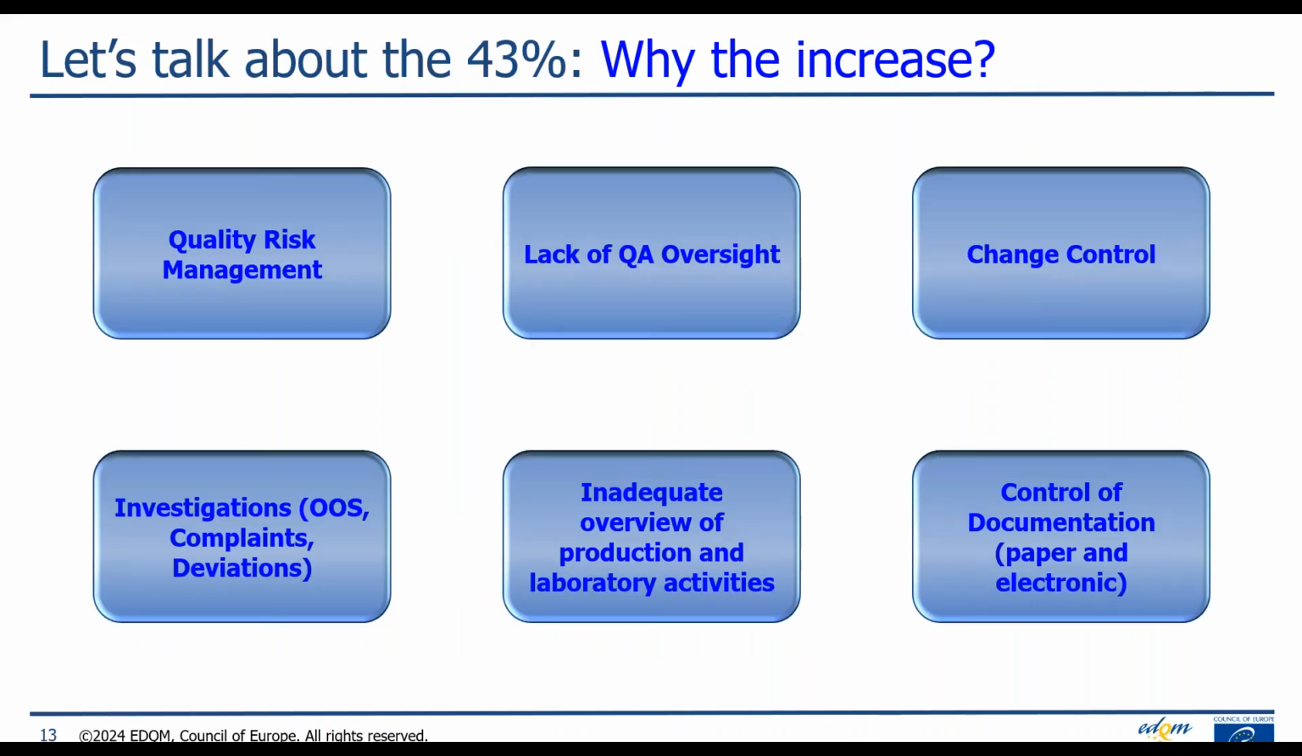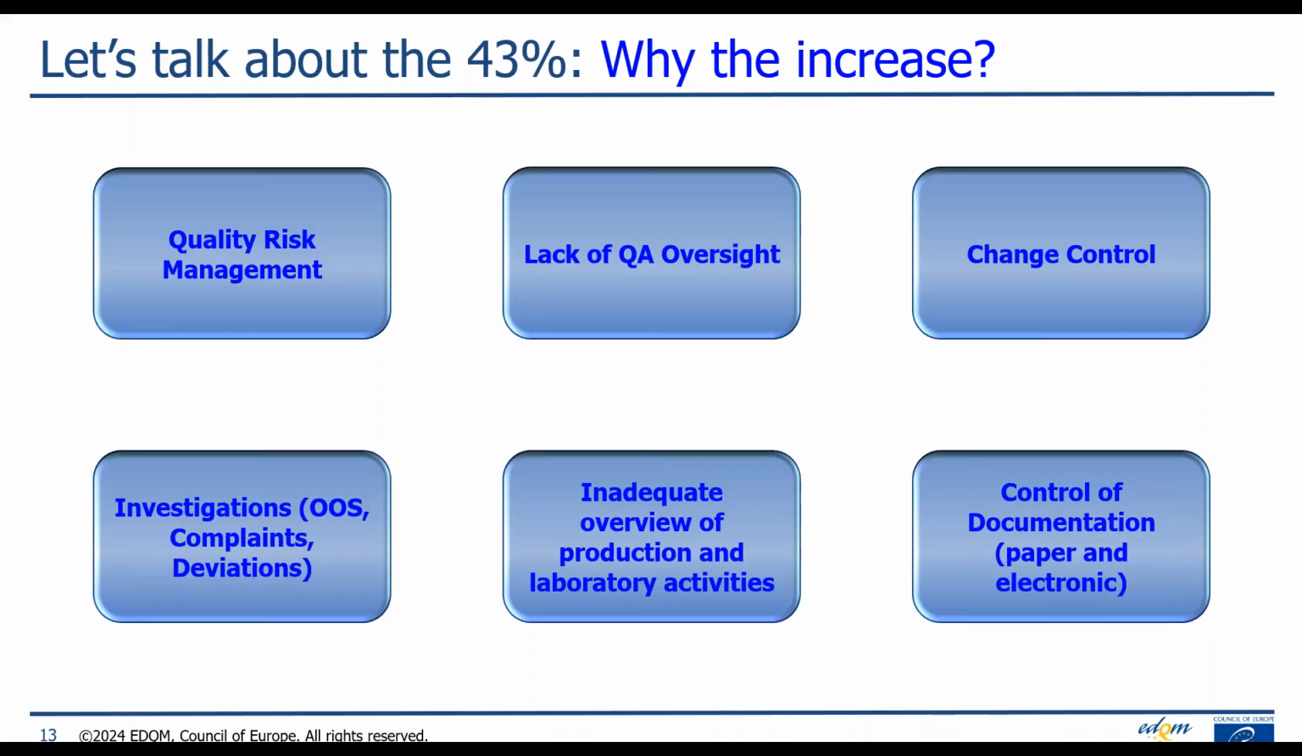So why this increase on quality-related matters? Quality risk management is still, in my opinion, difficult for firms to implement, to grasp, and also to bring into the facility down to the workshop level. Lack of QA oversight is still around, and the vast majority of major observations are almost always somehow related to QA oversight.